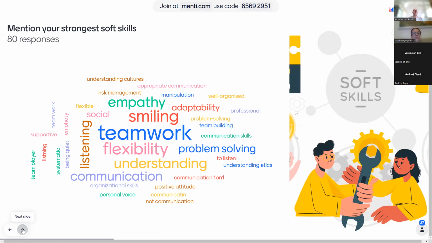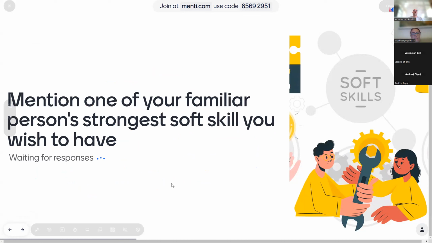All right, so I'm moving on to the next one. Mention one of your familiar person's soft skills you wish to have. So it's something that probably you have in a limited manner, or that a very close person to you has. So probably it's your teacher, your football coach, your basketball coach, your mentor. It is something that you admire in others. Just share it with us. And then I will have one more question in this introduction, and then I will jump to my transparencies to continue starting from your feedback.